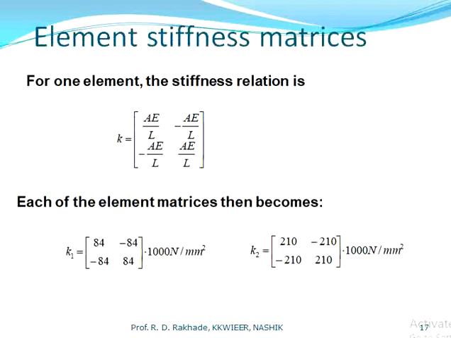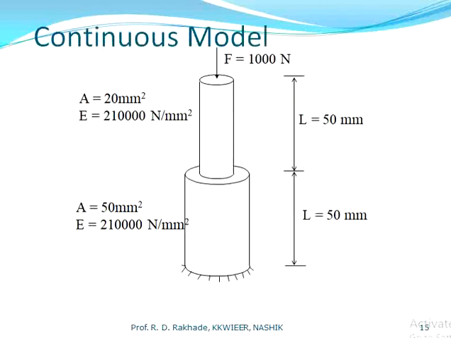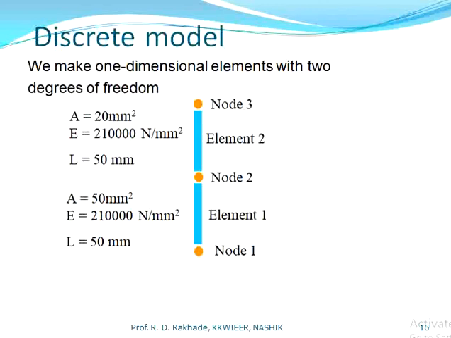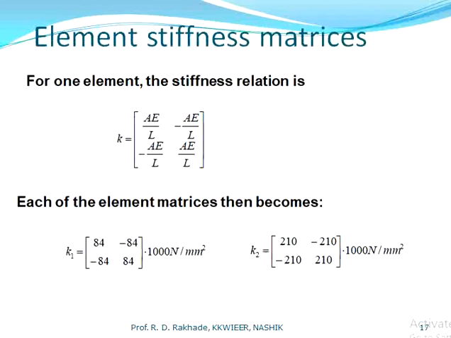So in FEM, when you solve in finite element, we follow certain generalized steps involved in FEM, such as discretization of the domain. So we discretize this continuous problem into two elements, that is element 1 and element 2.